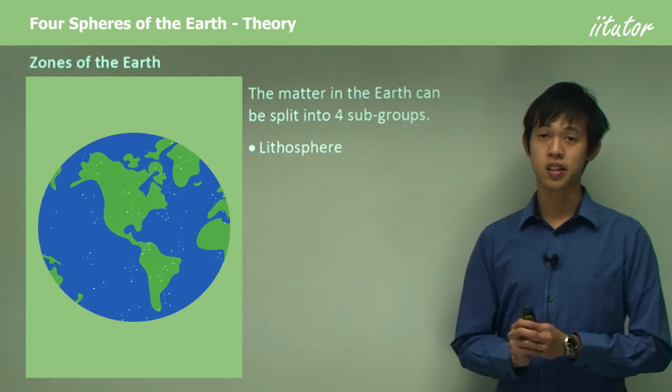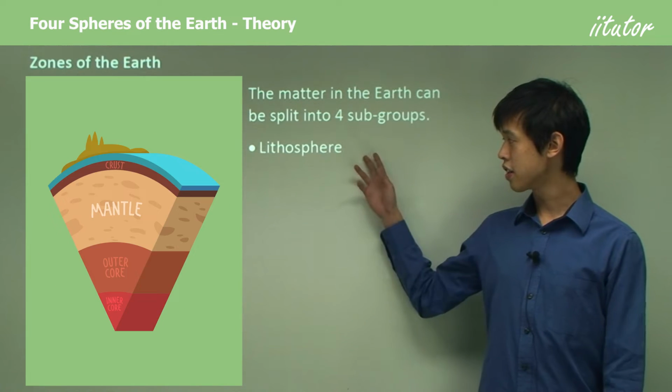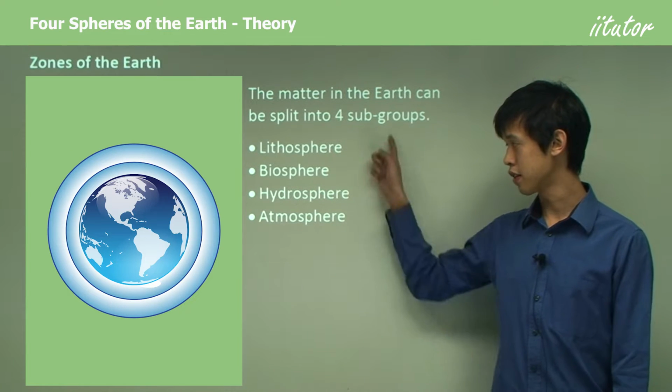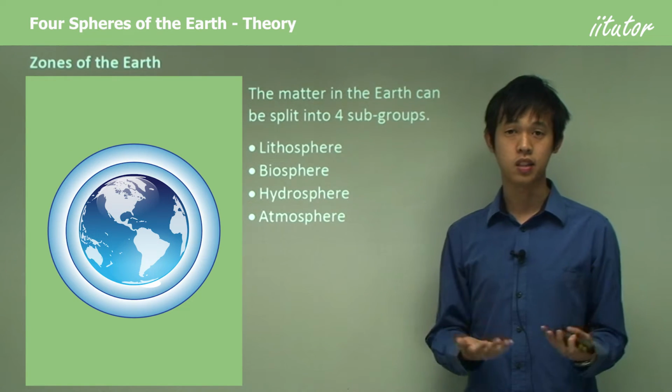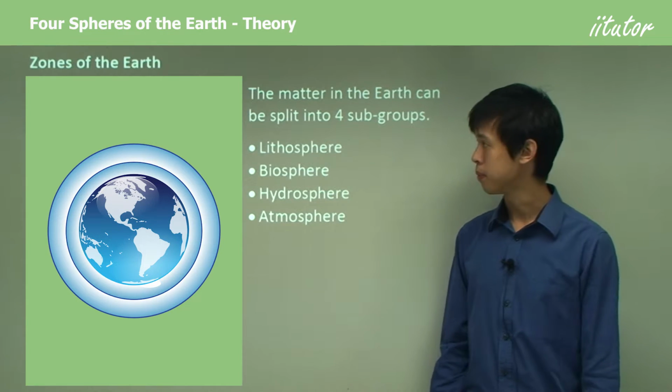So the first thing to understand is that the chemistry of the Earth is split into 4 major subgroups. So you've got the lithosphere, the biosphere, the hydrosphere, and the atmosphere. So these are the 4 major subgroups of matter that we see in the Earth. And we'll go through what each of these are as we go through this lesson.